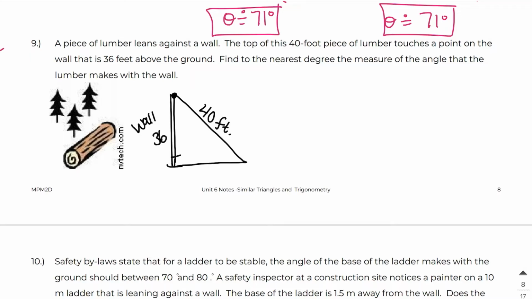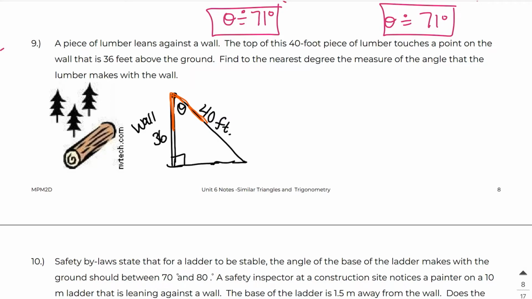So I've got a right angle here. So the question is, am I trying to find this angle right here, or am I trying to find this top angle right here? Because it says find the measure of the angle that the lumber makes with the wall, it would be this angle right here. Okay, so this is what I'm trying to figure out. So I'm going to label this as angle theta. If it said find the measure of the angle that the lumber makes with the ground, then it would have been down here.